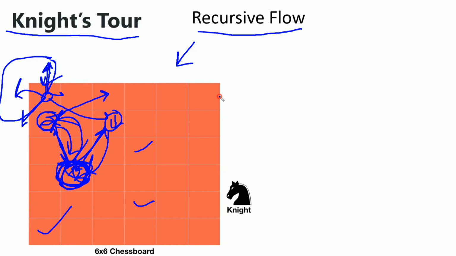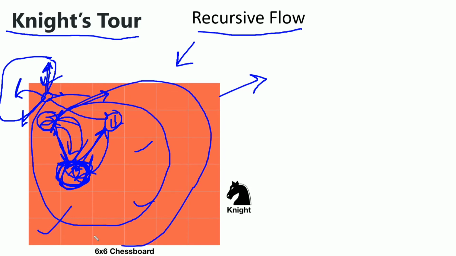So the base case: if the move number equals the size of this board, the program will terminate when we have completed this whole board, like we have filled this whole board with the step number or the move number. So this will be the base case. If yes, then we will return true.